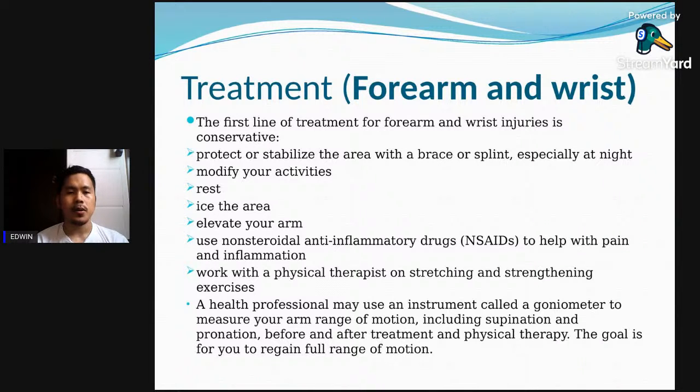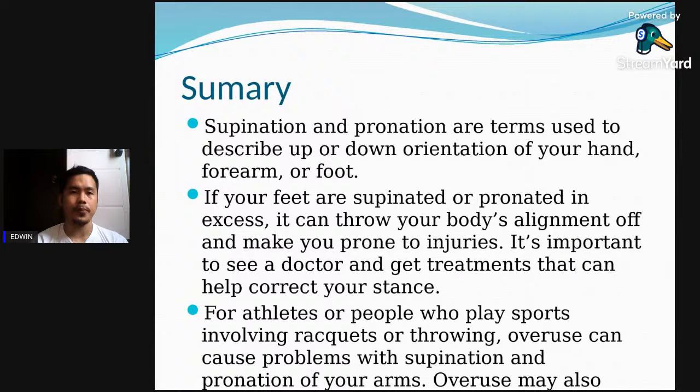Elevate your arm, use non-steroidal anti-inflammatory drugs to help with pain and inflammation, and work with a physical therapist on stretches and strengthening exercises. A health professional may use an instrument called a goniometer to measure your arm range of motion, including supination and pronation, before and after treatment and physical therapy. The goal is for you to regain full range of motion.